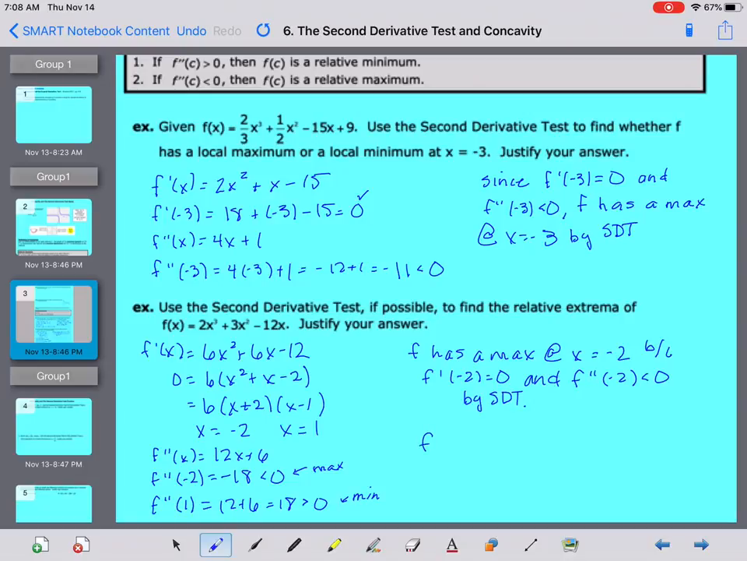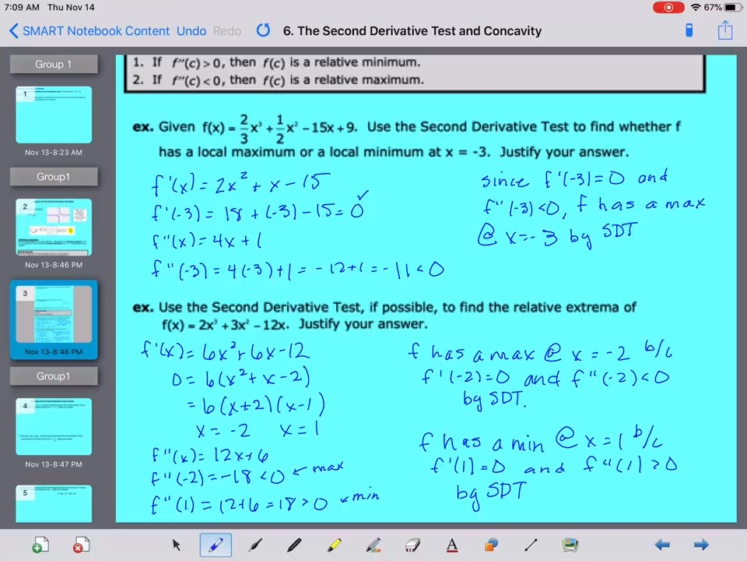Then I would say f has a min at x equals 1, because, again, establish two things. F prime of 1 was equal to 0, and f double prime of 1 was greater than 0. And of course, let's state the second derivative test. Okay. That's kind of how we use the second derivative to find max and mins.